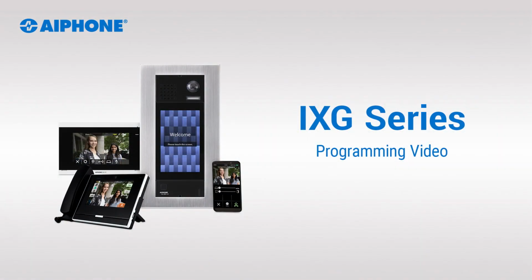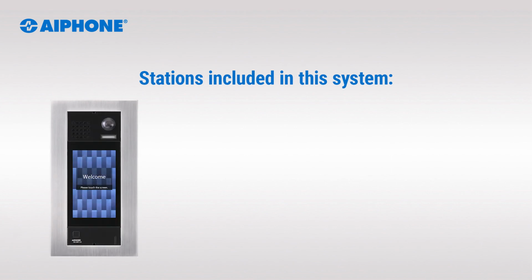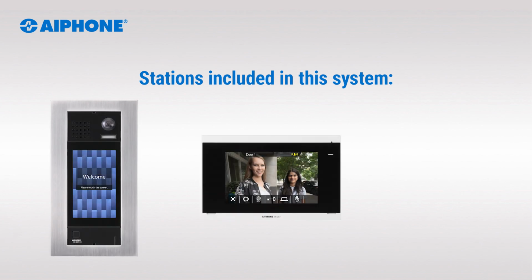Hi, this is Paul. In this video, we will be going over how to program a basic IXG system consisting of one IXG-DM7 HID, two IXG-2C7 tenant stations, and the IXG mobile app.